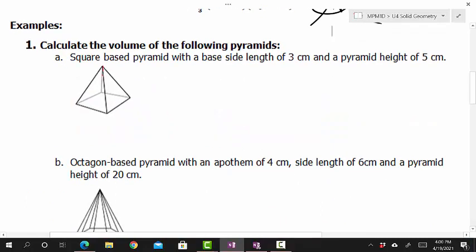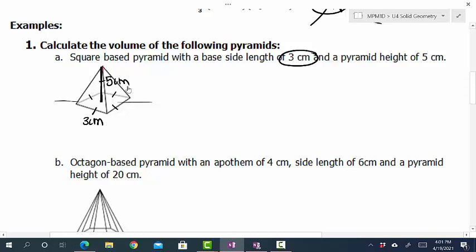Okay, so calculate the volume of a square base pyramid with a base side length of 3 and a pyramid height of 5. So first let's draw those into our diagram. The base is a square, so all the sides are the same, and they have a side length of 3 centimeters. And then the height of the pyramid, the perpendicular distance between the ground and the top, is 5 centimeters.